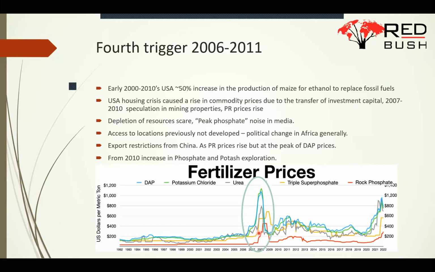There are export restrictions from China put on, and this happens at what they call peak DAP, which is the blue line. So the export restrictions on China happen here, and it's only then that the phosphate rock starts to rise. Okay, and from 2010, we get an increase in phosphate and potash exploration. So there's this massive gap between 1980 and 2010 where not actually much is happening.